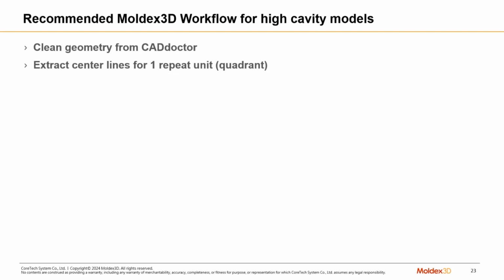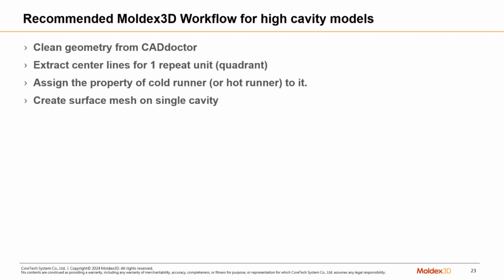Extract center lines for one repeat unit, at least one quadrant. We want to extract the center lines from the CAD and assign the property of cold runner or hot runner to it. So we assign the property for this center line as cold runner or hot runner, and create a surface mesh first, at least on the single cavity.